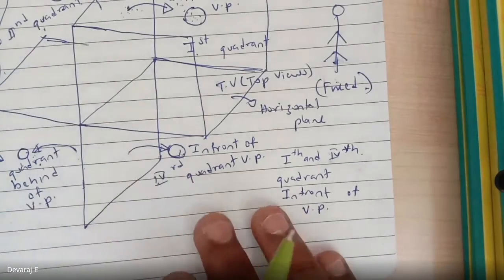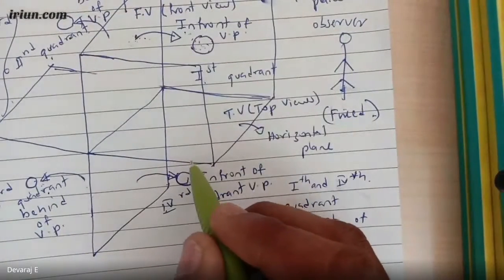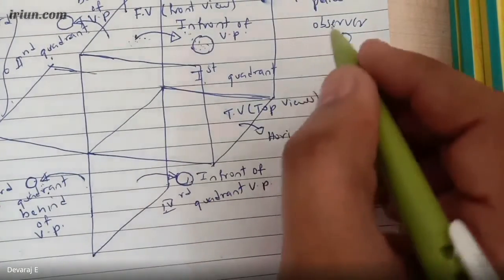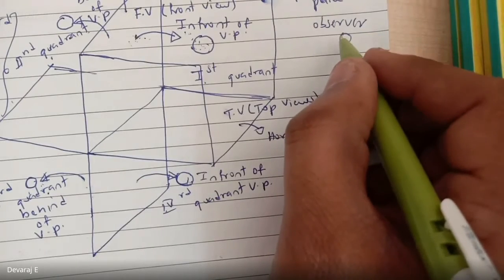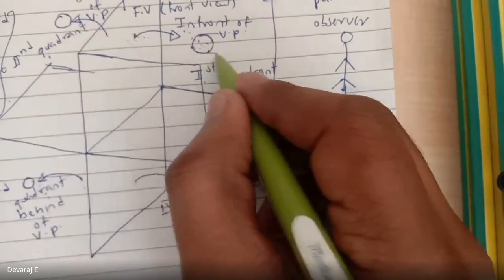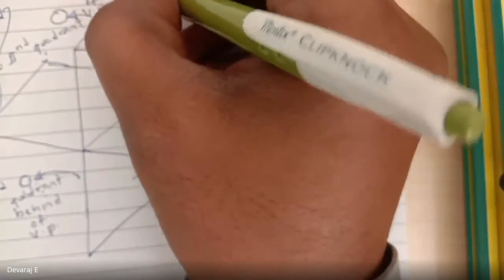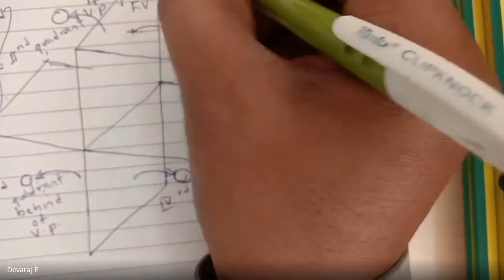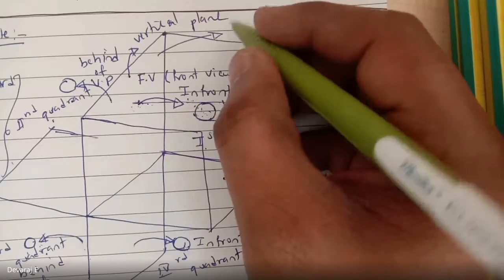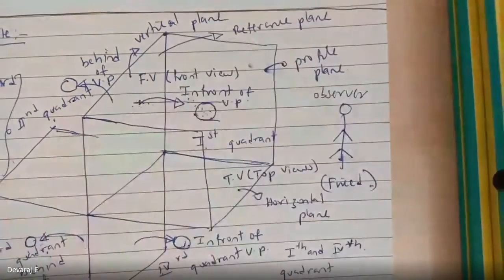Similarly, I have finished with respect to the VP, now I should come to the horizontal plane, that is the top view. If the observer is here, the projectors will fall on the object, and then the projectors will meet your plane. Can anyone tell me what this is? This profile plane is called the reference plane. Kindly see the notes.